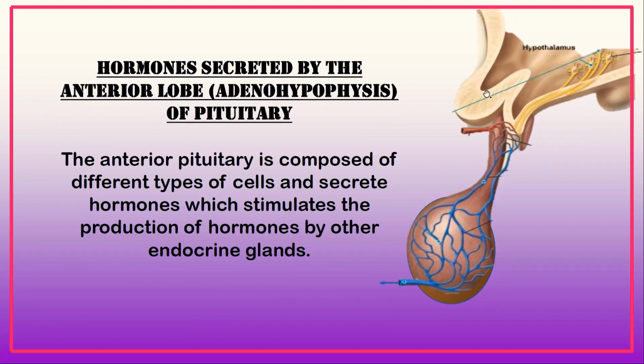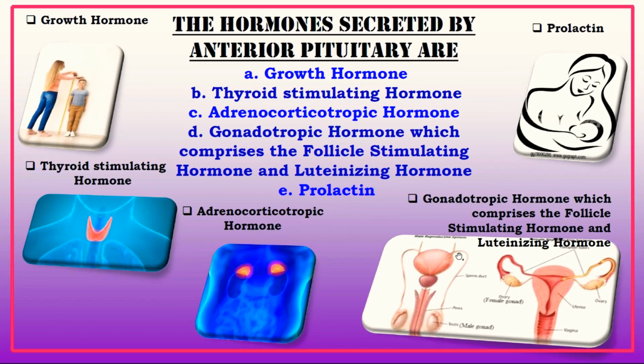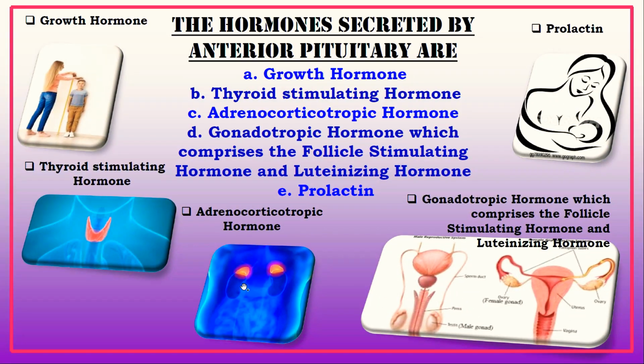The hormones secreted by the anterior lobe or the adenohypophysis. So this is the anterior lobe or adenohypophysis. It is composed of different types of cells and secretes different hormones to regulate the other endocrine glands. Now let us learn the hormones that are secreted by the anterior pituitary.